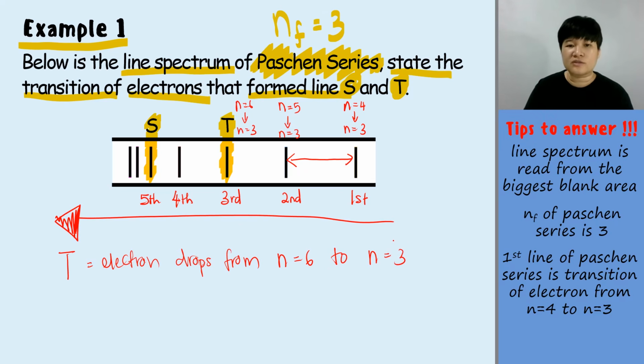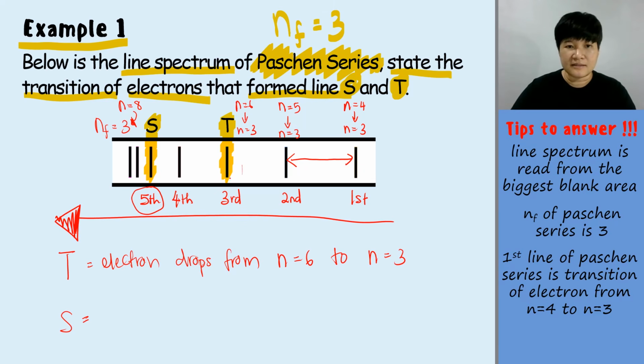If I don't want to use the traditional way, simple. How do I know the S is from which energy level to which energy level? You can work it out by identifying the number of the line and also knowing that the n final right now must be 3. So it's the 5th line in the Paschen series. Therefore, the n initial will be 8 because 3 plus 5 equals 8. Therefore, the 5th line in the Paschen series must be from n equals 8 dropping to n equals 3. If you don't trust me, you can check with the traditional way.